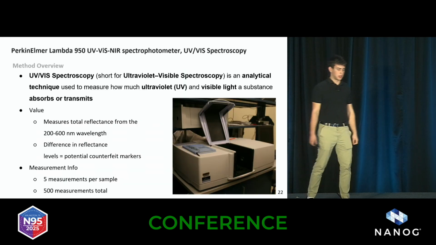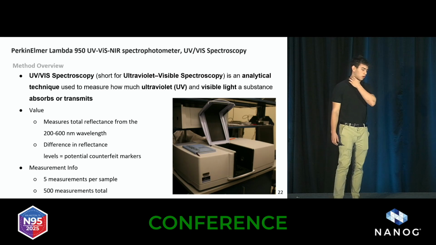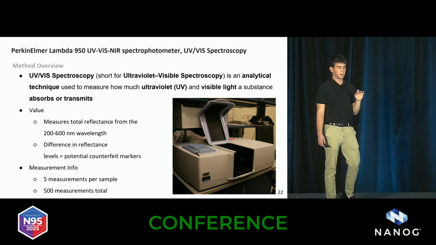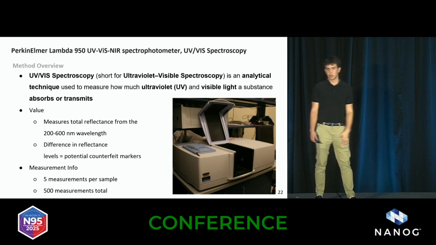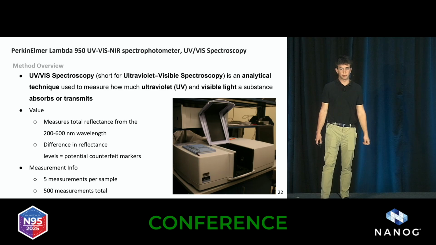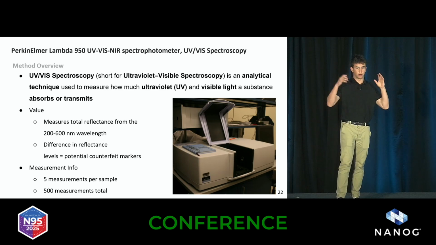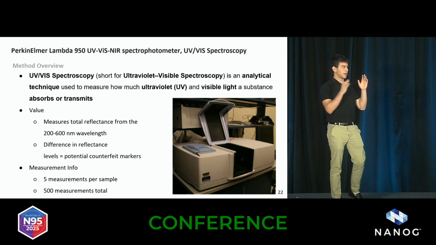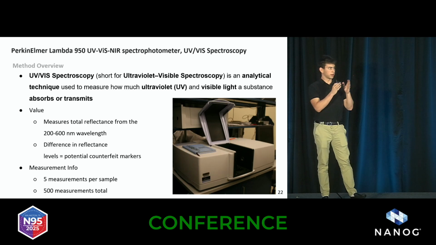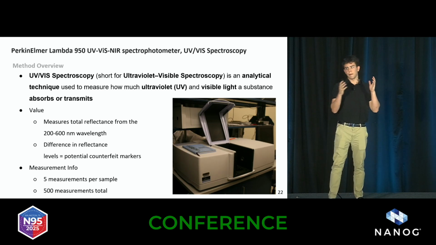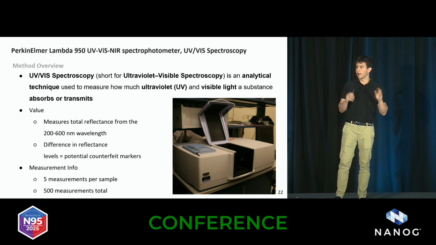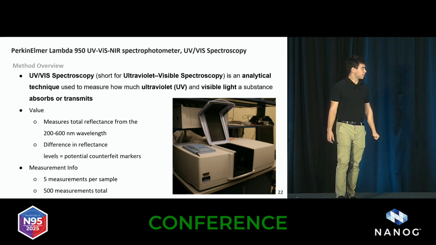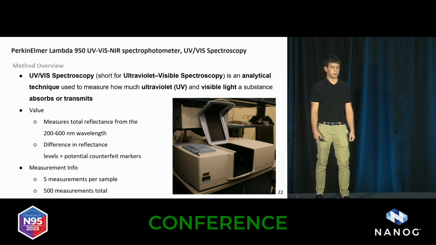And moving on to the Lambda 950 spectroscopy, this uses visible light on the surface of the chip and sees what's transmitted off the surface. We had mentioned that we used fluorescence microscopy. This is kind of an extension of that, but over a greater wavelength range, so you're talking 200 to 600 nanometers as opposed to more constrained. That way we can get very specific about what nanometer wavelengths are present on the chip and what might be signifying counterfeit or not. We took 5 measurements per sample for a total of 500 measurements.